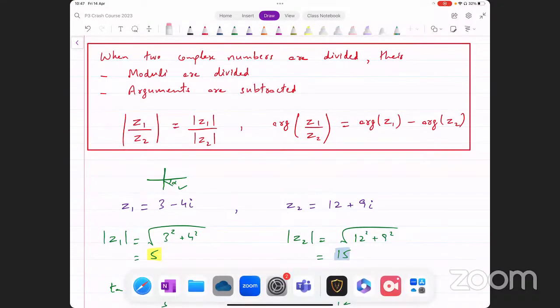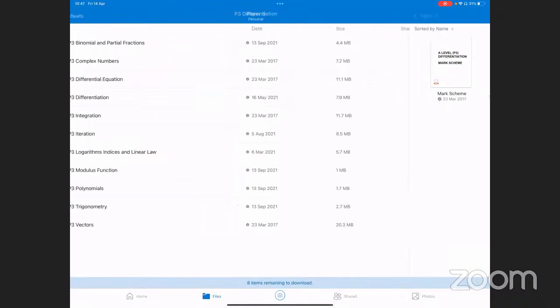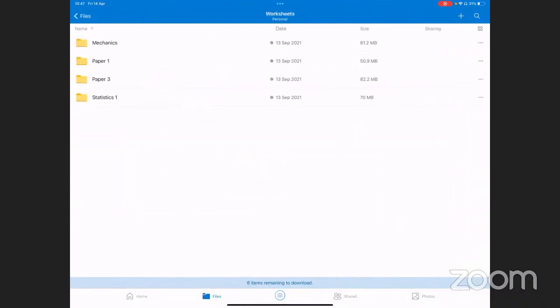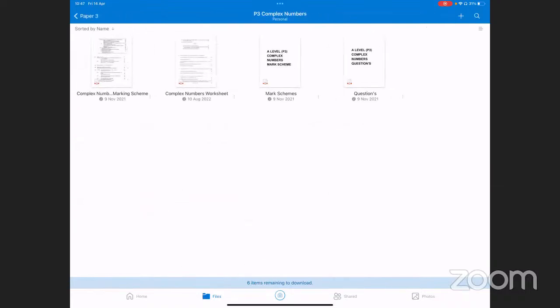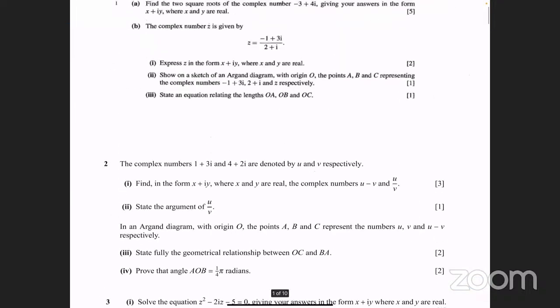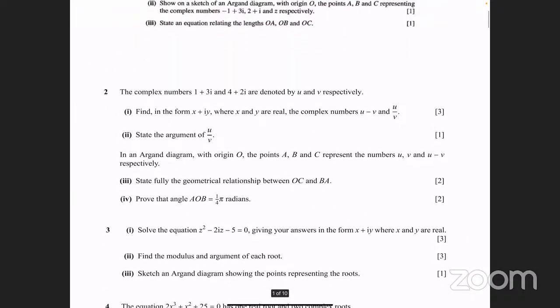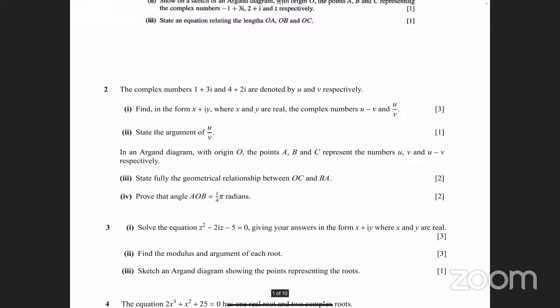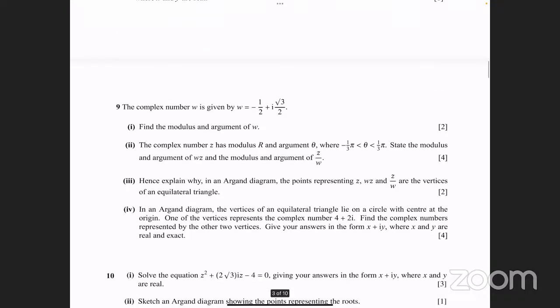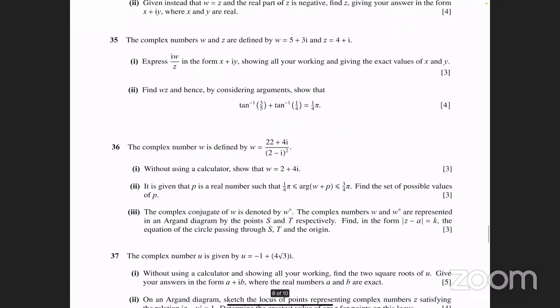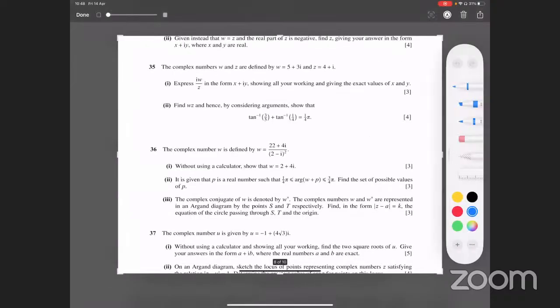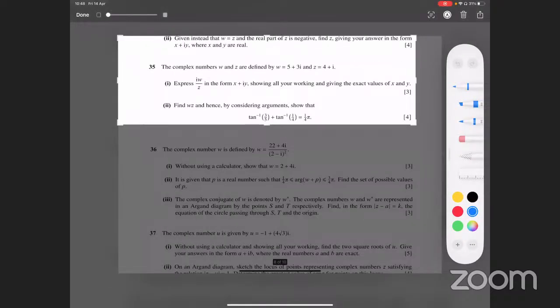Now let me have a look at the worksheet. Let's do a couple of questions on the worksheet on this. P3, and in this we are looking at complex numbers. Let's try some questions from this. Okay, let's have a look at question number 35 from the worksheet and see if we can apply that rule here somehow.